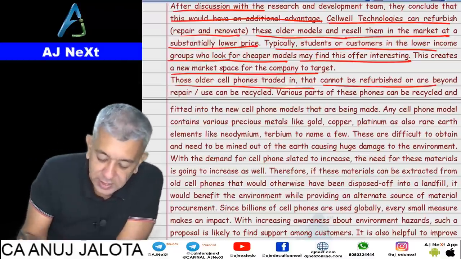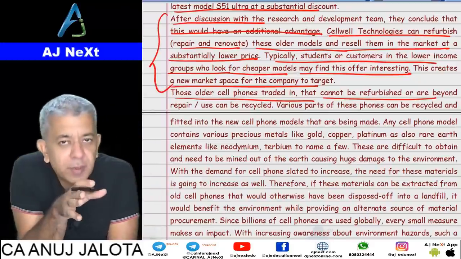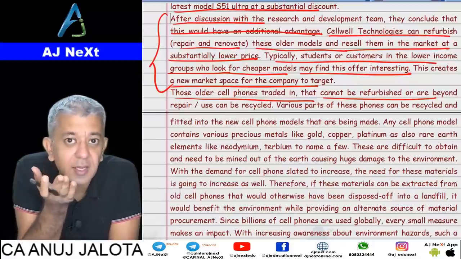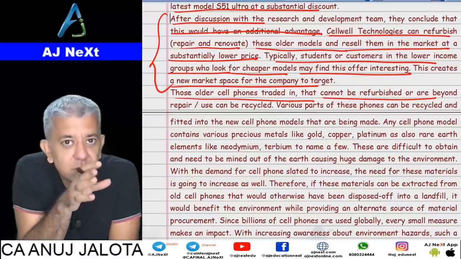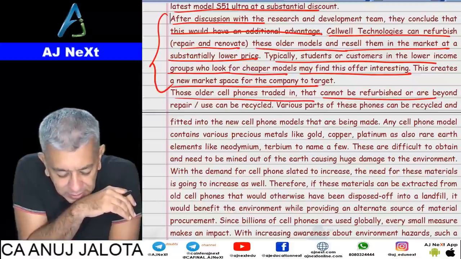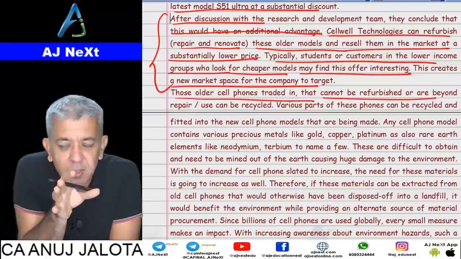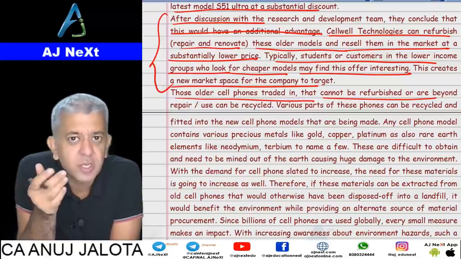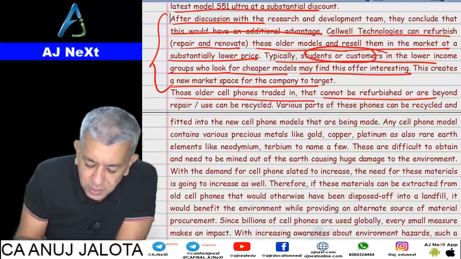So just a sec, in this particular paragraph, what these guys have told is, whenever the customers want to buy this new phone, they can trade in their current phone. Now once they trade in this current phone, the older phones that we have taken back from them to give them the discount can be refurbished and sold in the market, typically to the students or customers in the lower income group.